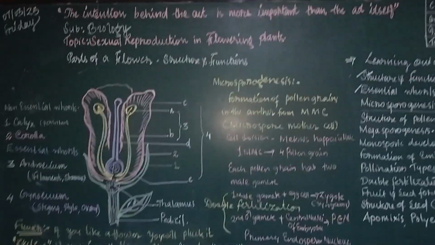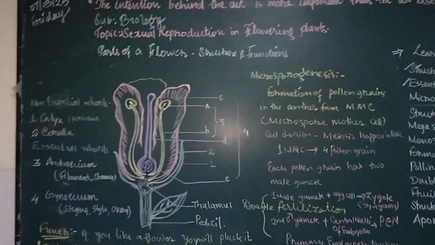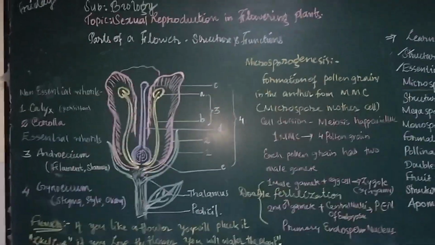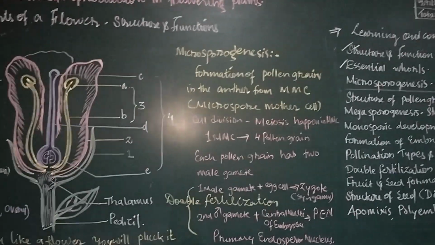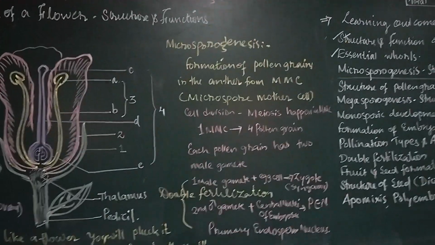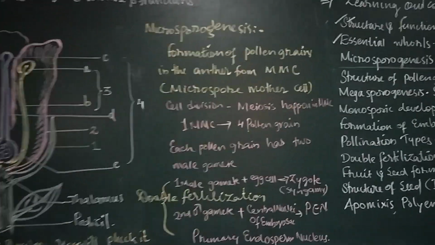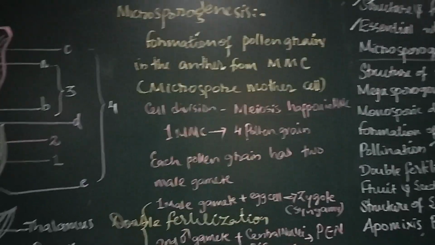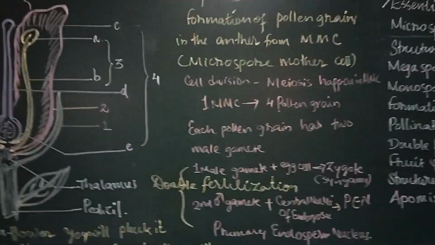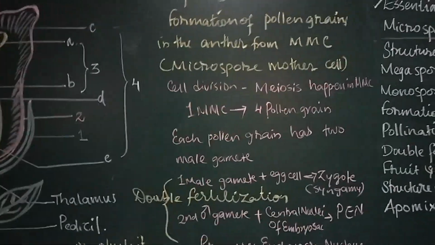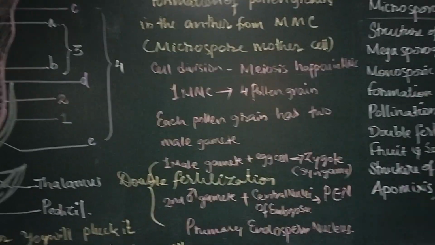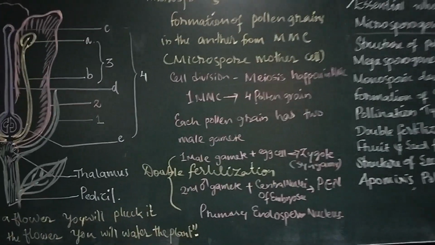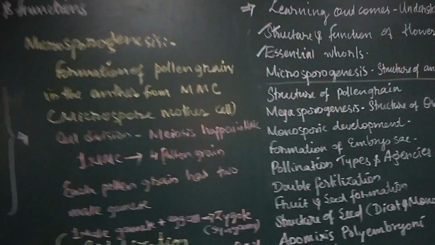In previous classes, we have discussed the parts of a typical flower with the activity, and we have started the microsporogenesis, formation of pollen grains in the anther from MMC, microspore mother cell. Okay. So, meiosis cell division will be happening in microspore mother cells inside the pollen grains. So, the important diagrams, here it goes.